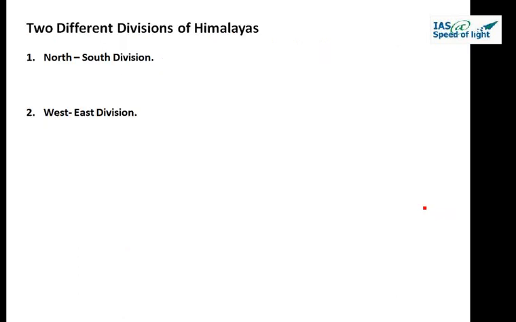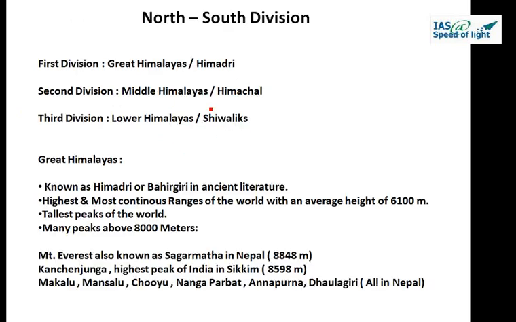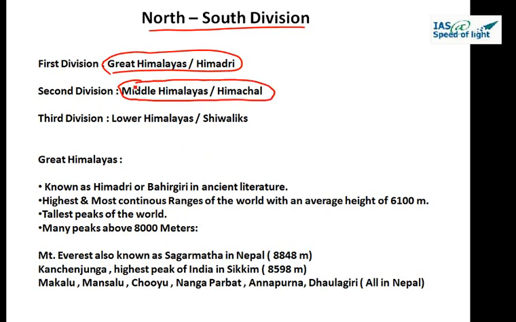We have two different divisions of the Himalayas, just for the sake of studying them well. The first is the north-south division of the Himalayas. Then we have the west to east division, and there are some regional divisions of the Himalayas as well. First, we will talk about the north-south division. The first division is the Great Himalayas or Himadri, which we have seen. They were formed first. The second division is the Middle Himalayas, which we also call the Himachal. The third is the Lower Himalayas, or the Shivalik. So these are the three divisions from north to south.